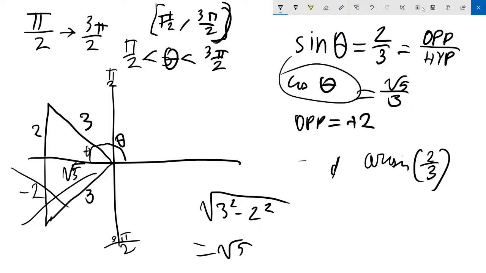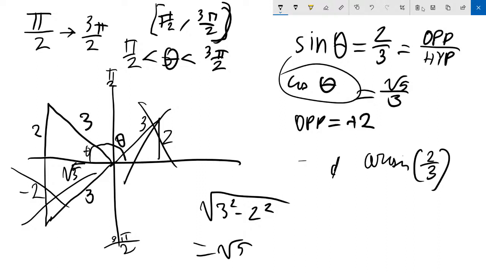This domain restriction was actually important, because there's another triangle that also satisfies all of these properties, which is this triangle here. It has a 2 and a 3, and this would have been a positive sine theta as well. That's why it restricted you to pi over 2 to 3 pi over 2. They wanted you to find this triangle instead of this one. That's why they gave you the restriction, and the correct signs for the opposite and the hypotenuse.